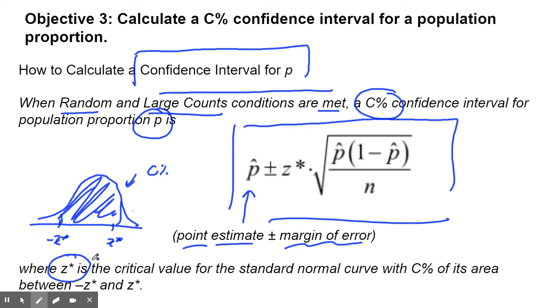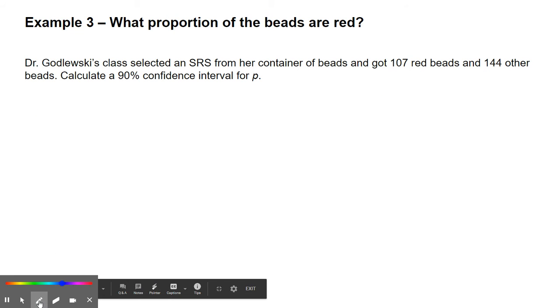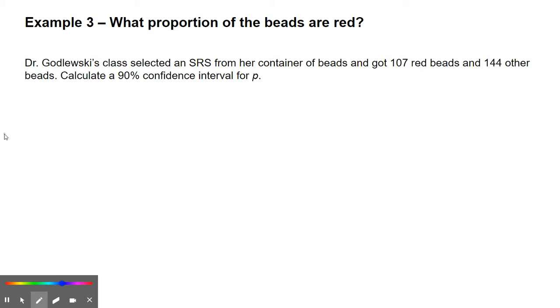All right, so let's have some fun with one of these big long problems. So again, example 3, what proportion of beads are red? Dr. Gadlowski's class selected an SRS from her container of beads and got 107 red beads and 144 other beads. Calculate a 90% confidence interval for p. So let's just go over how we would have to do this problem.